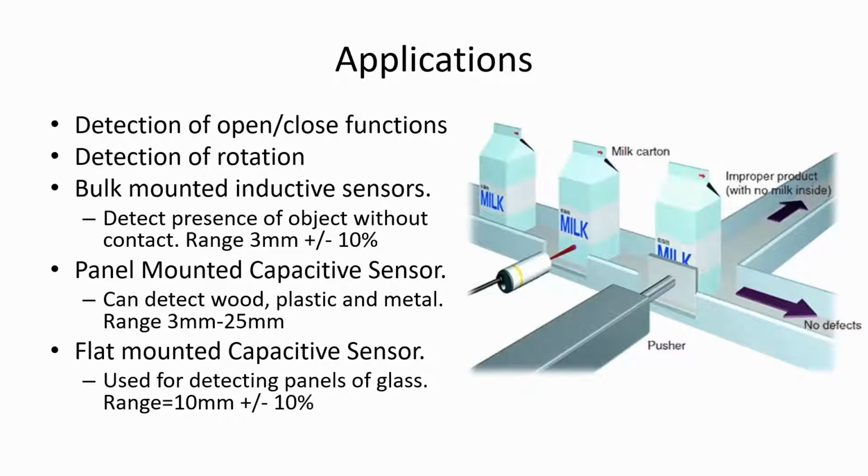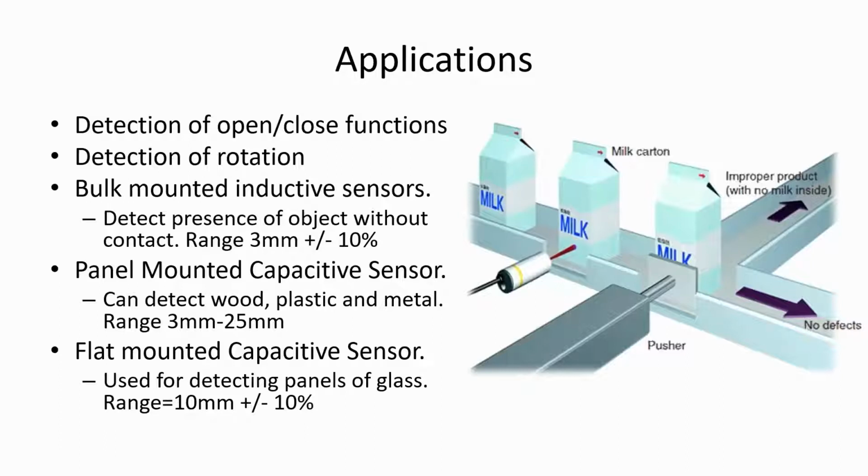On the shaft, if there are gear teeth, or if there is a metal object projecting on the shaft, using that you can sense the rotation of the shaft, and the number of rotations can also be measured. Then the bulk mounted inductive sensors detect the presence of an object without contact. So this is also a non-contact type of sensor. The sensing range of the inductive proximity sensor is 3 mm.